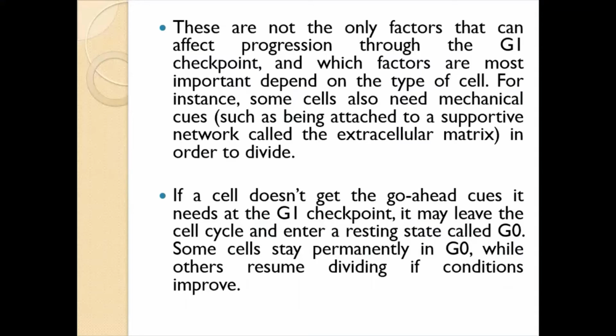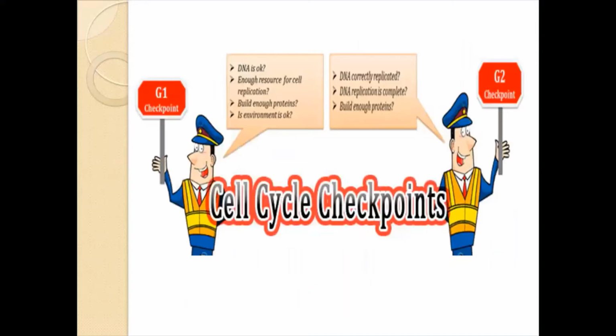If a cell does not get the go-ahead cues it needs at the G1 checkpoint, it may leave the cell cycle and enter a resting state called G0. Some cells stay permanently in the G0 phase, while others resume dividing if conditions improve. That means this G0 state is a temporary condition.